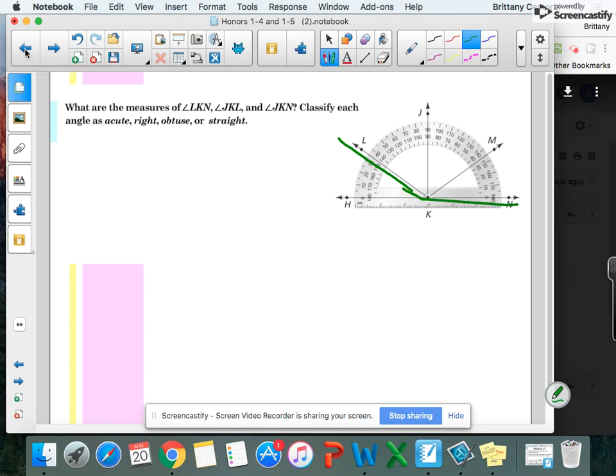So when we're counting, we're going to start with where one of our rays begins. So we're going to start at 0 here, and the angle's opening up. So we're going to start with the bottom number since we're starting with 0. And if we look at where that ends, it ends at 145 degrees. And we know that that answer makes sense because it is bigger than 90 degrees, so that is an obtuse angle.